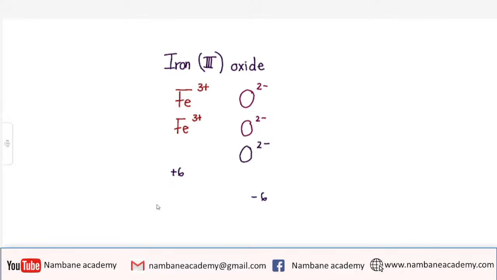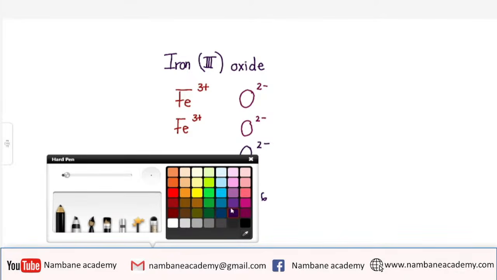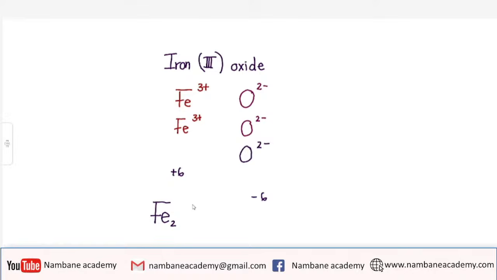Now, how do I write it out? I'm going to write Fe2 because there are 2. And then I have to write O3 because I've got 1, 2, 3. And you have got 1, 2. This is my stock notation. Iron 3 oxide. You see?